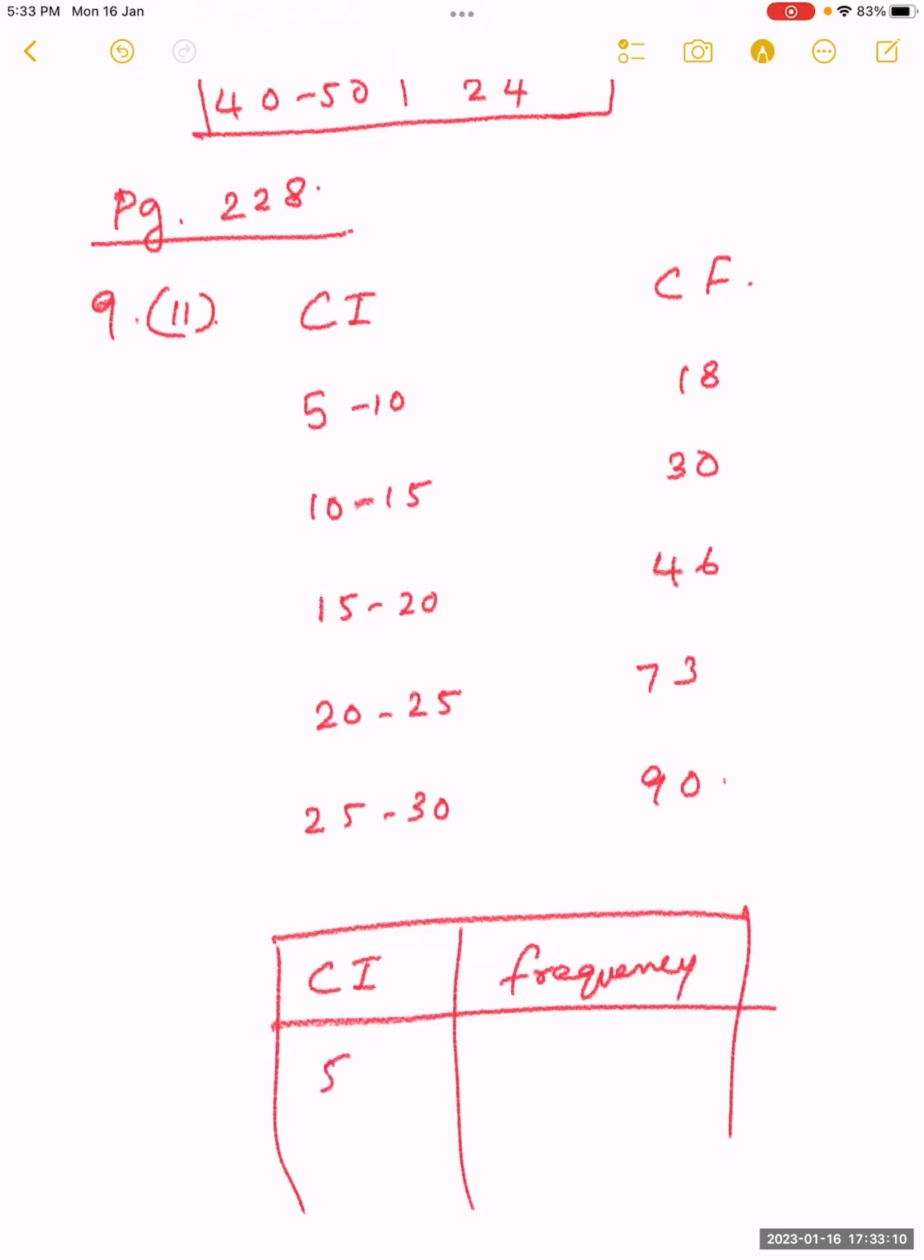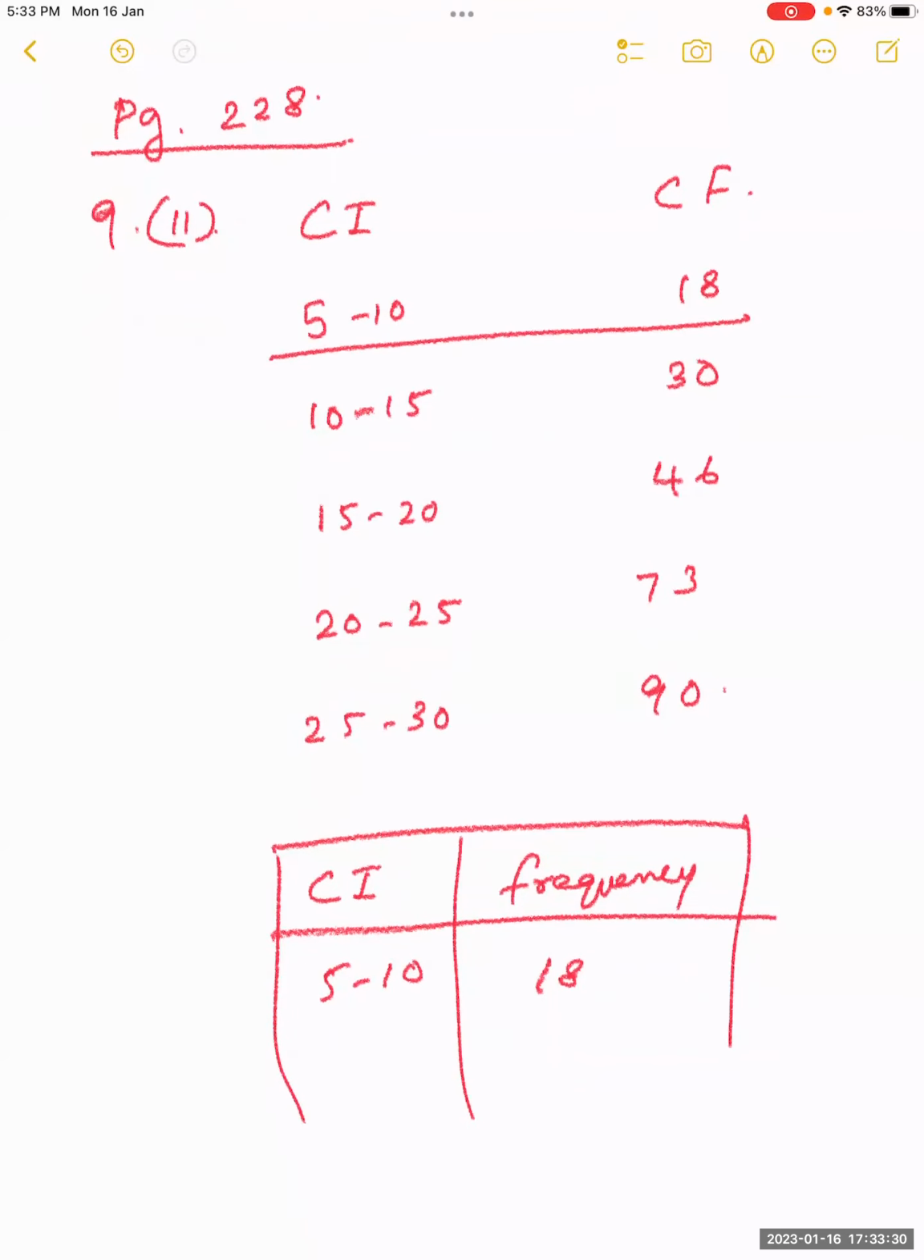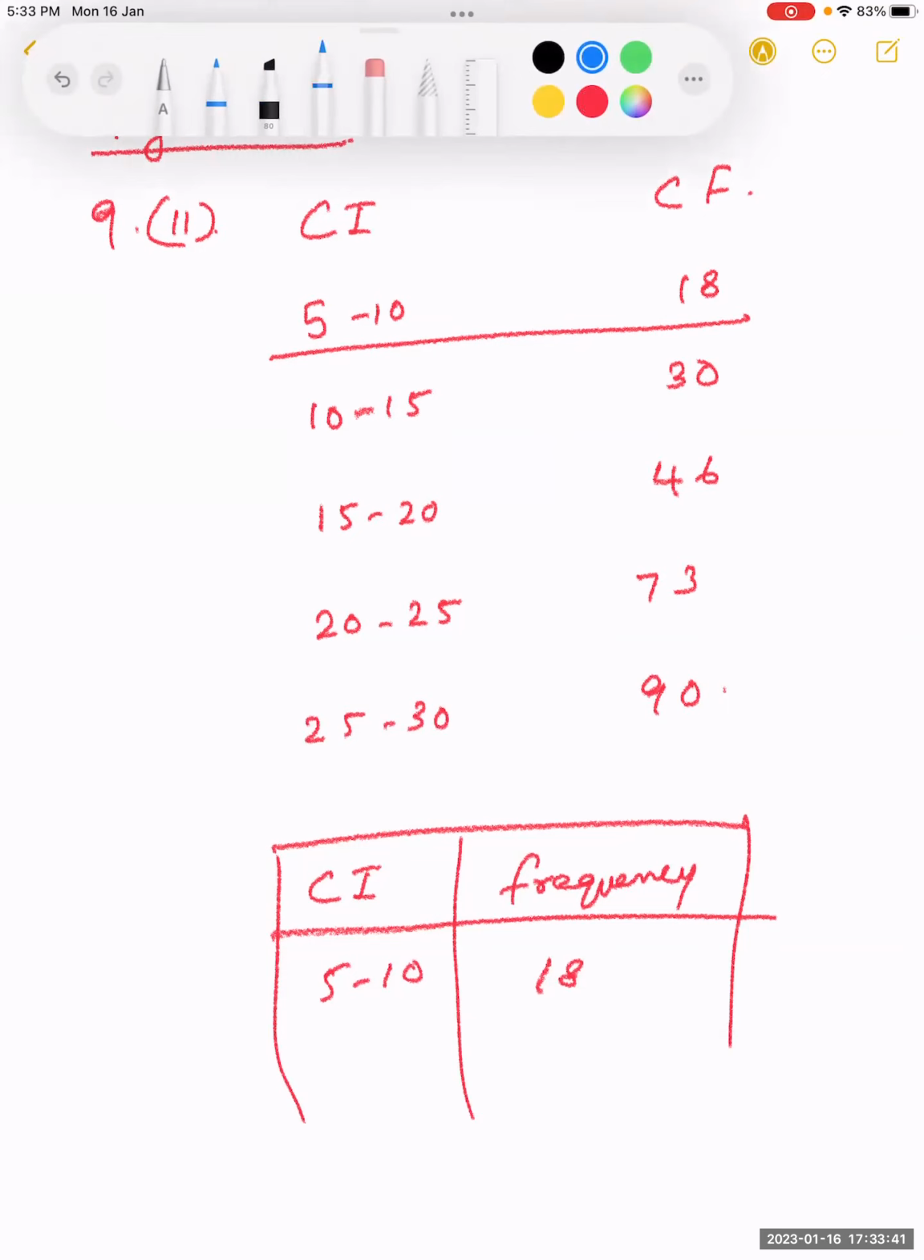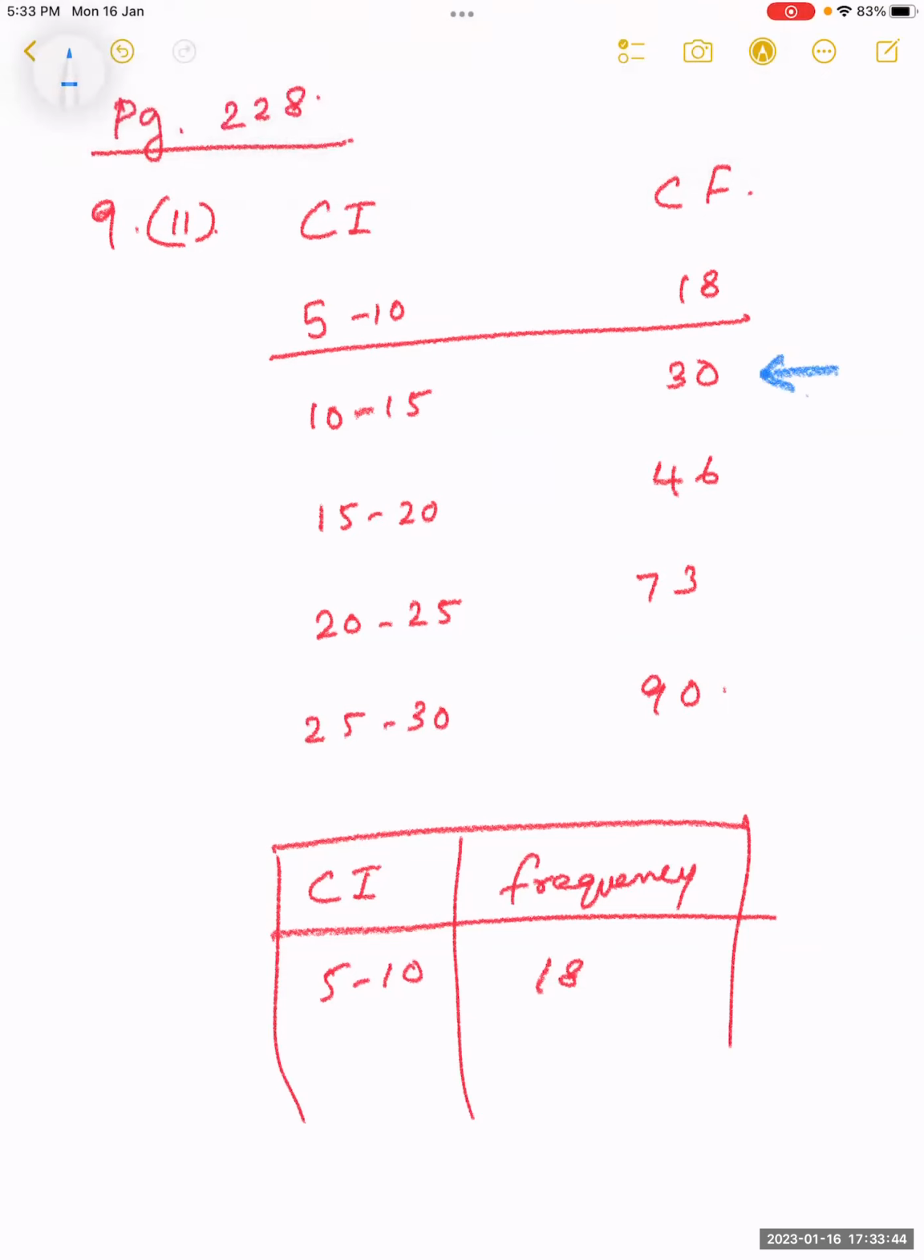So what will be against 5 to 10? What is the value? The first entry will always be the same. It is not cumulative. It will continue to be 18 itself, because you are talking about up to 10. How many observations are there? 18. Now the next onwards, it is like starting from 5 to 15. How many observations are there? There are 30 observations. We don't want to write cumulative frequency here. What you want is just the normal frequency distribution.